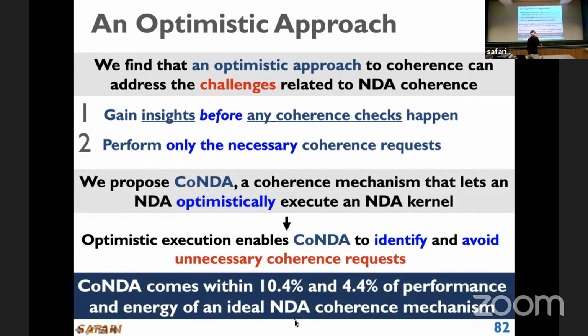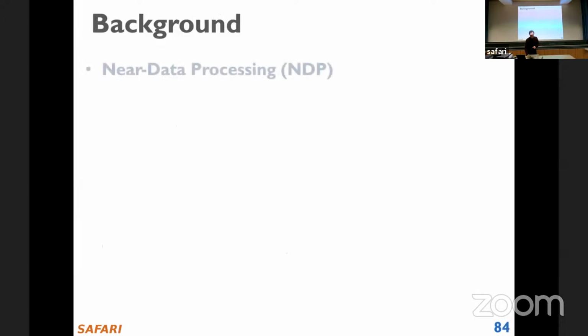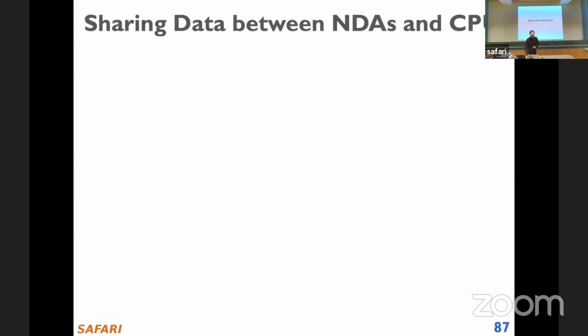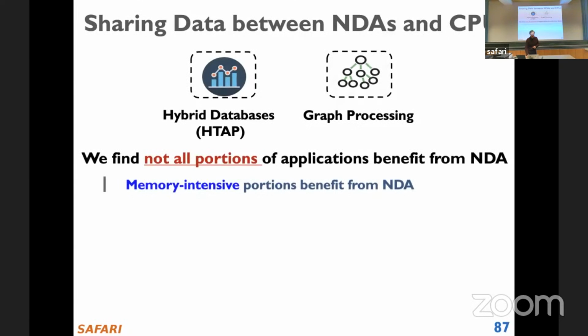So basically, this work gives the results for it. Essentially, this comes within 10% and 4% of an ideal NDA coherence mechanism where you don't actually request permissions at all. So, okay, I'm going to skip the near data processing background because you all know all of that. So let's take a look at some applications.